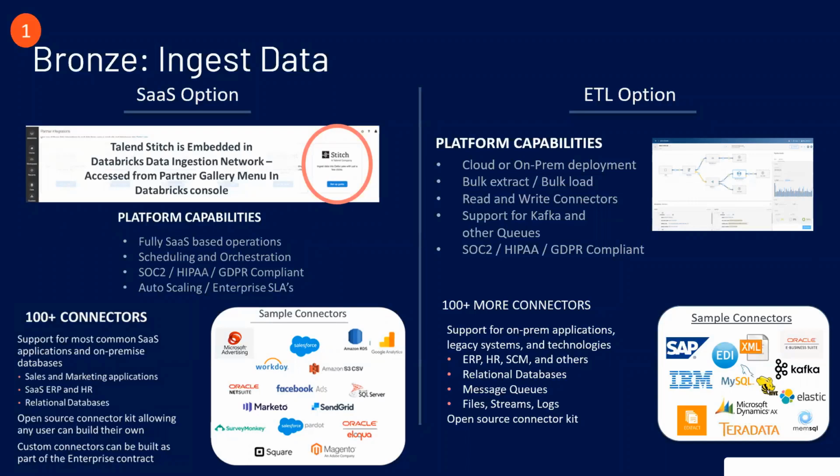Now, that covers all the SaaS applications. But many of you also have legacy systems, whether those be old IBM systems or traditional enterprise ERP applications and other on-premise applications and systems. For that, we would use our ETL option, which we provide through something called Talend Studio. That can be an on-prem or a cloud-based environment. It offers the bulk extract and bulk load capabilities. In this case, they're usually read and write connectors, so you can do multi-directional integration. And it has support for Kafka and queues.